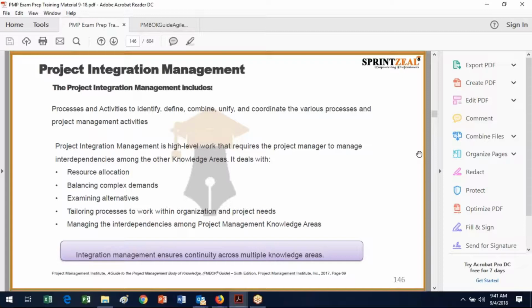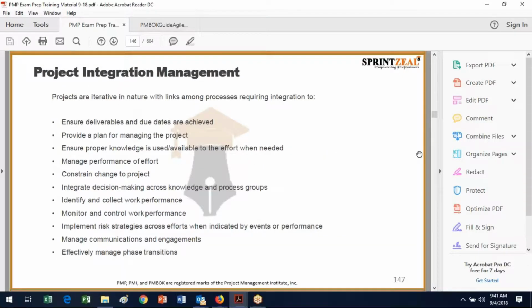So again, this provides continuity across multiple knowledge areas. And for projects that are iterative in nature, you want to ensure that deliverables and due dates are achieved, and even if you're not iterative in nature, even if you're waterfall in nature, again, you want to provide a plan for management. You want to ensure that you've got all the knowledge you need when you need it, because often the right answer too late is not the right answer.